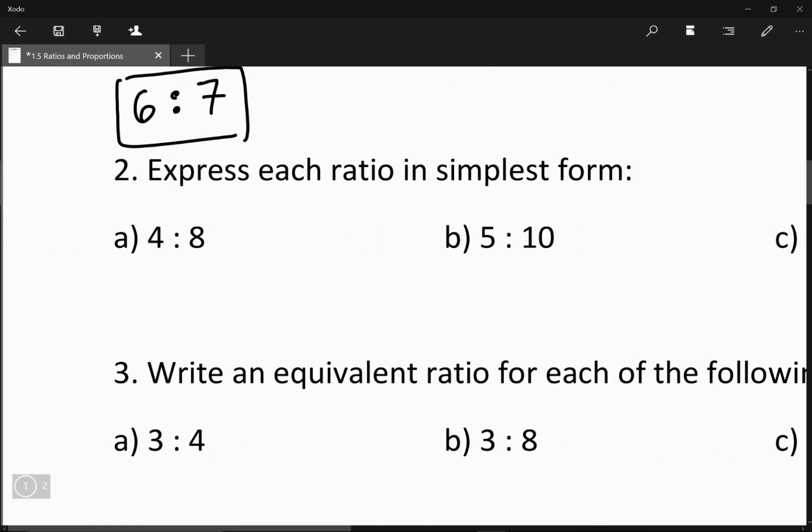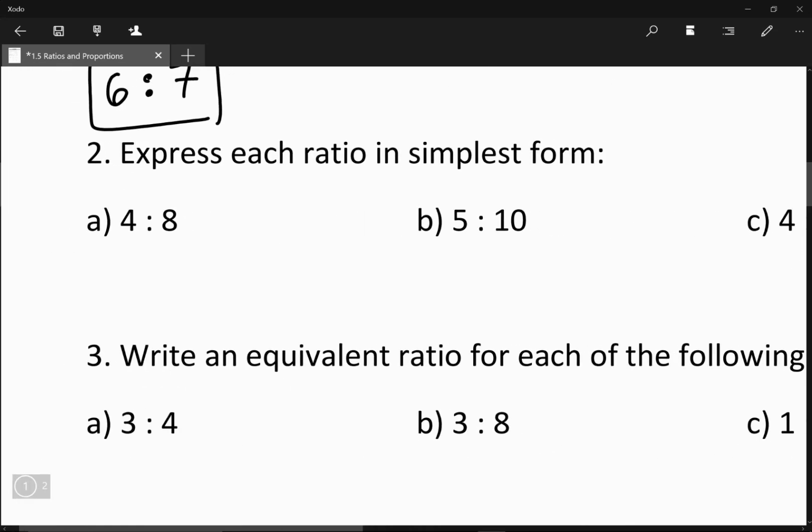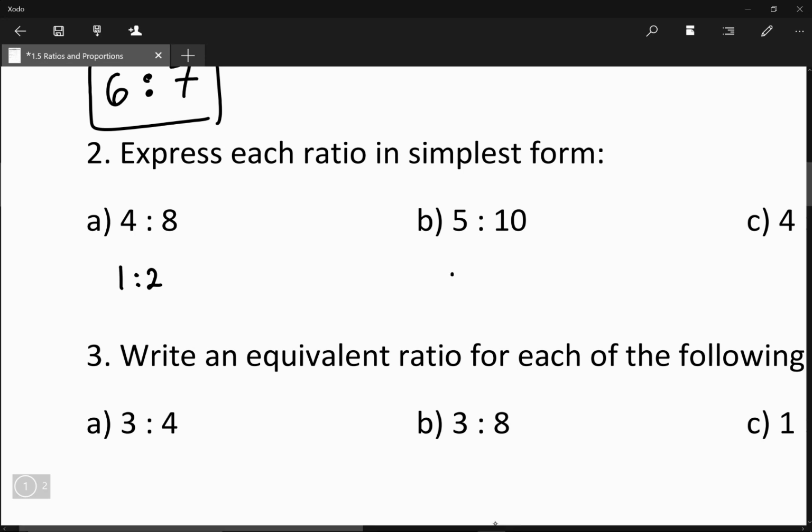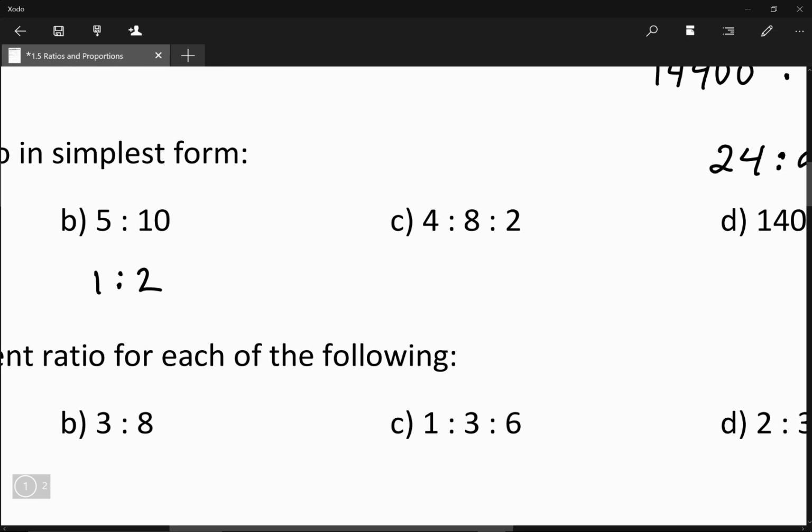Number 2, express each ratio in simplest form. So 4 to 8, I can reduce that to 1 to 2 by dividing both numbers by 4. 5 to 10, if I divide both numbers by 5, I can reduce that to 1 to 2. Generally speaking, what you want to do is try and divide both numbers by the smaller number so that your ratio could be 1 to something, 1 to something. 4 to 8 to 2.